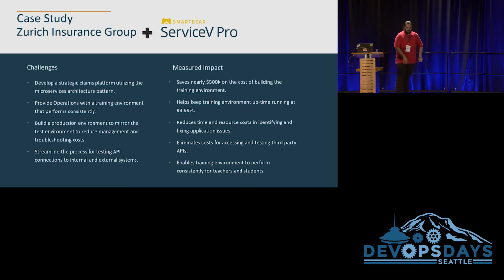In their case, they were looking at providing operations with a training environment that performs consistently, building out environments that match their production and testing environments seamlessly, and really just streamlining the process of testing these API connections between their internal and external systems. So they chose a tool like Service V Pro, where their measured impact included things like saving nearly $500,000 on the cost of building this training environment when they just virtualized from recording their existing system.